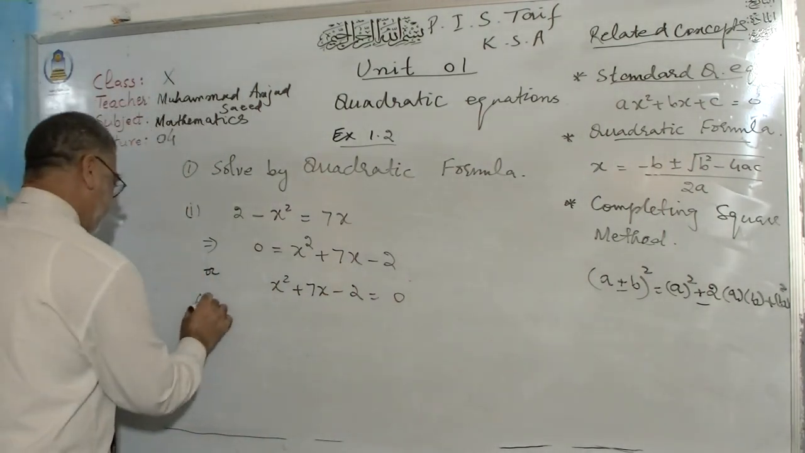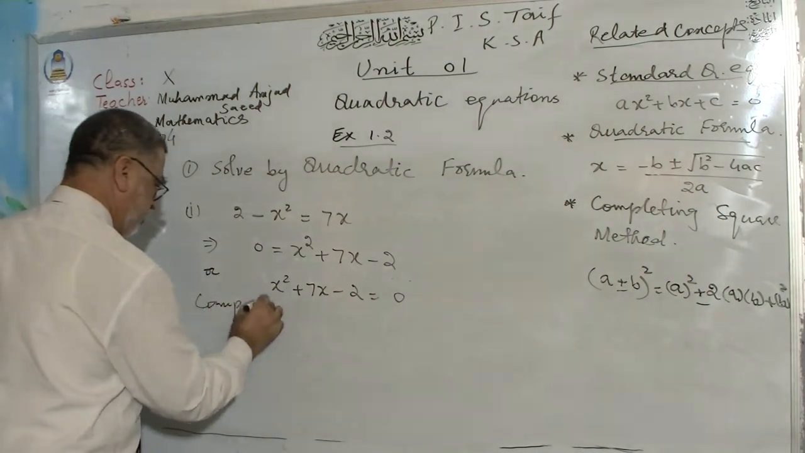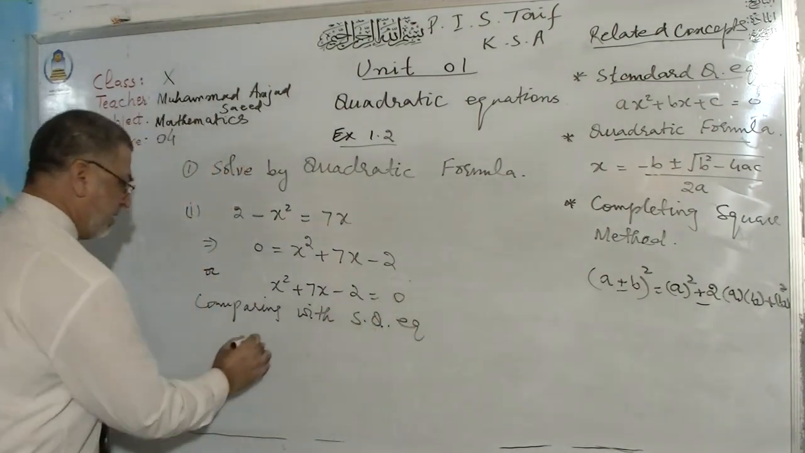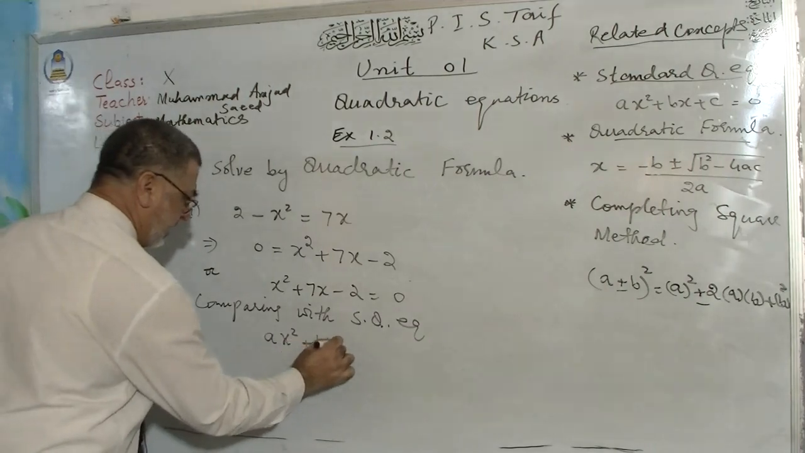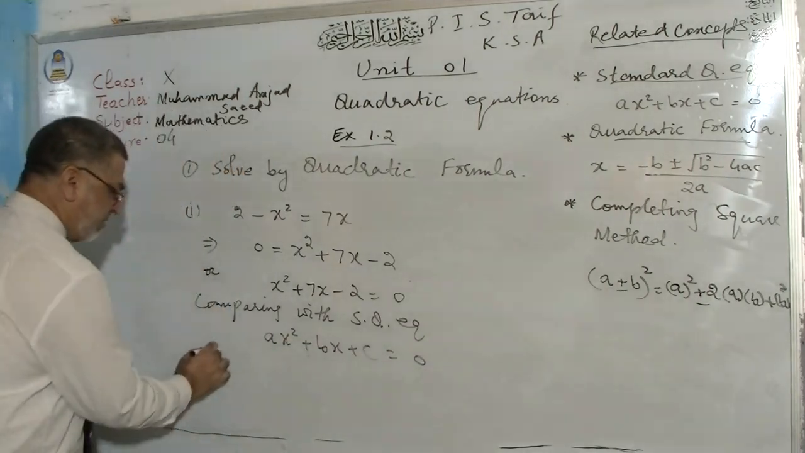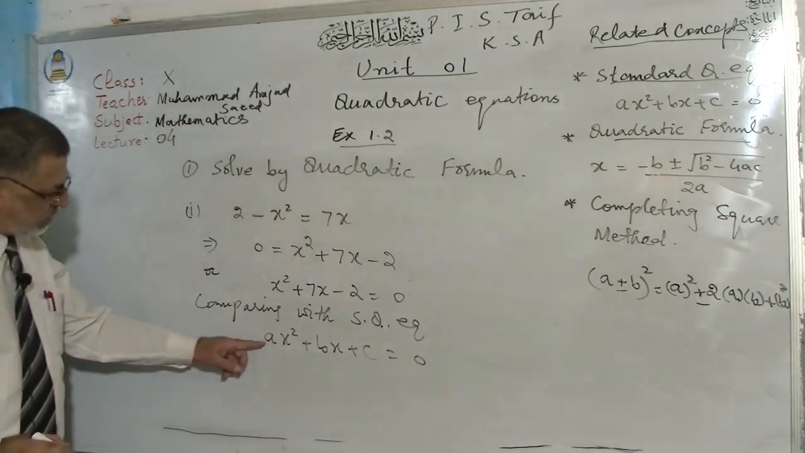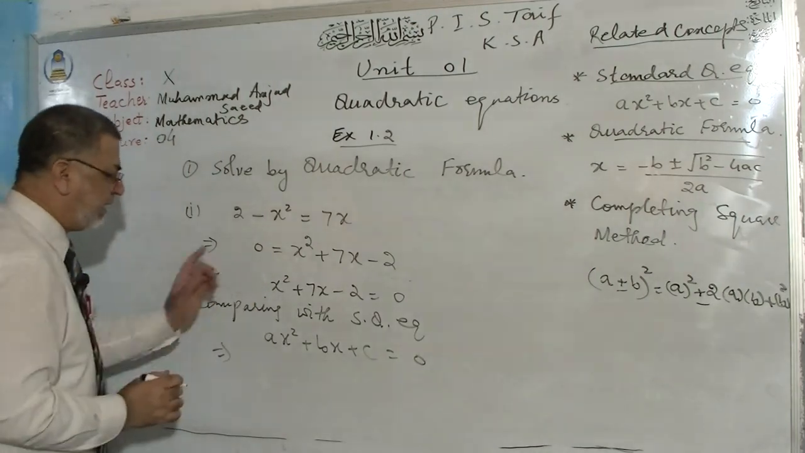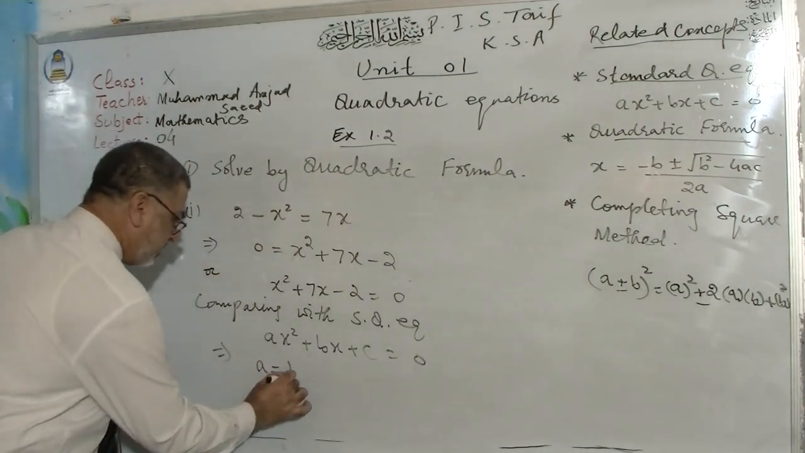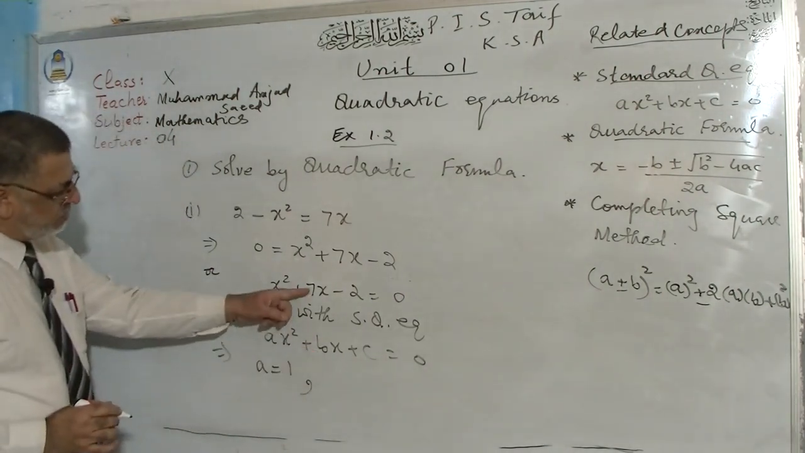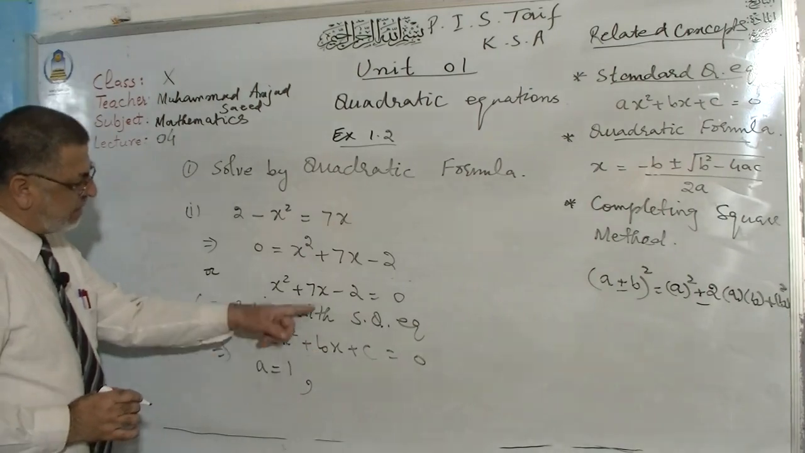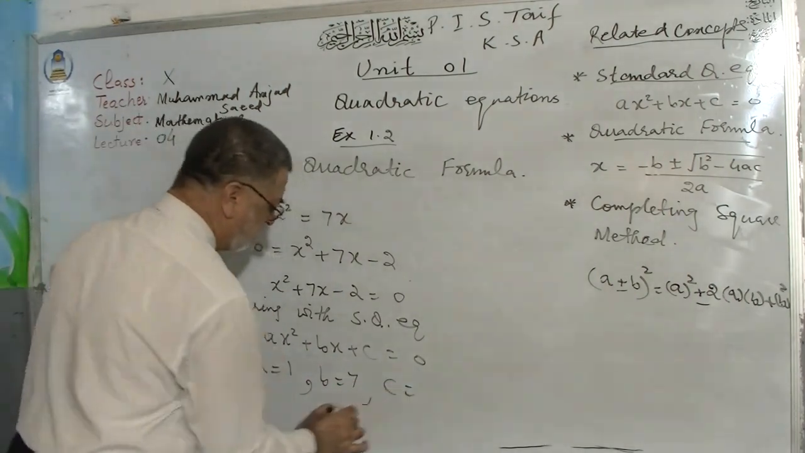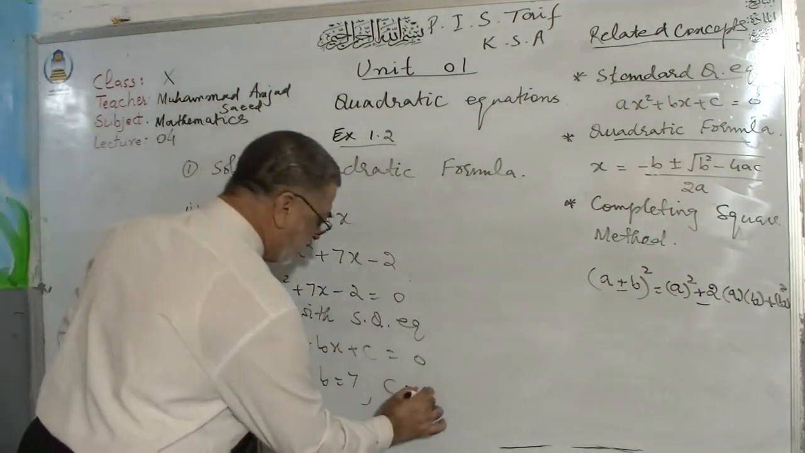Now, comparing with standard quadratic equation, ax square plus bx plus c is equal to 0. From here, what do you suggest? What about a? A is the coefficient of x square. What is here? It is 1. If nothing is written, it is always 1. A is equal to 1. Then b is equal to coefficient of x. Here coefficient of x is 7. So b is equal to 7. And c is equal to, this is c. This c is equal to minus 2.